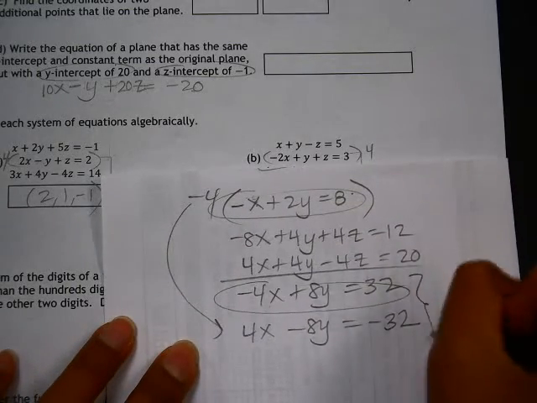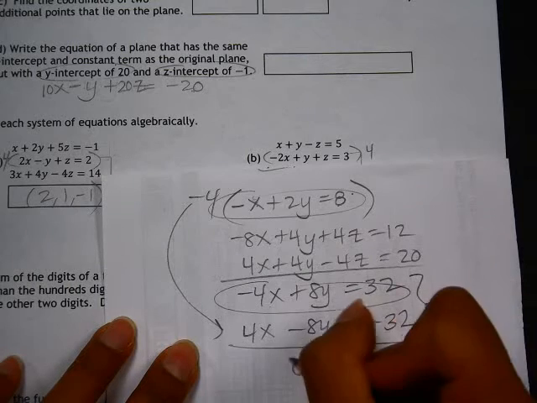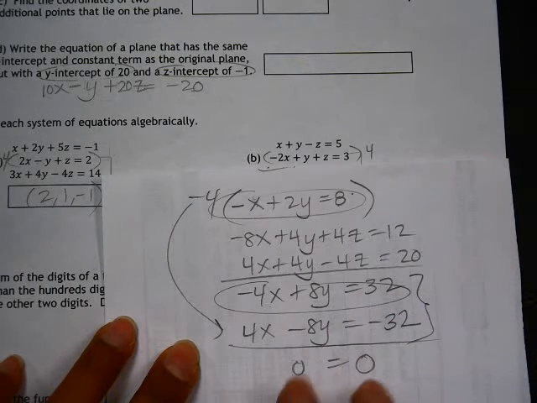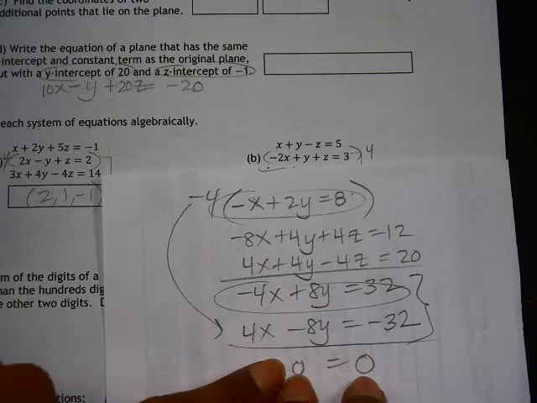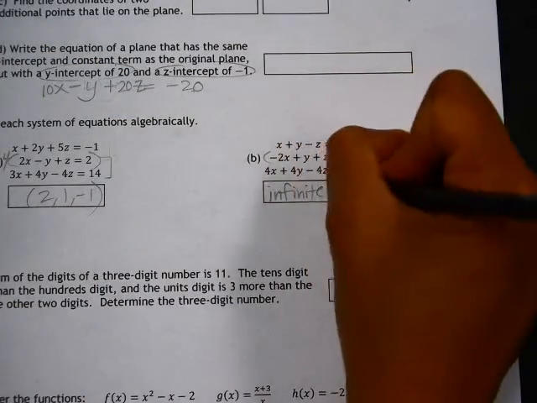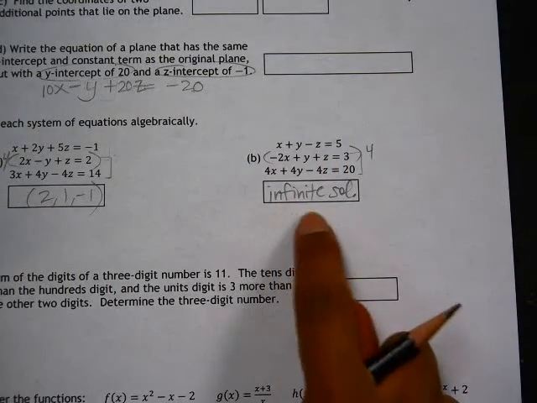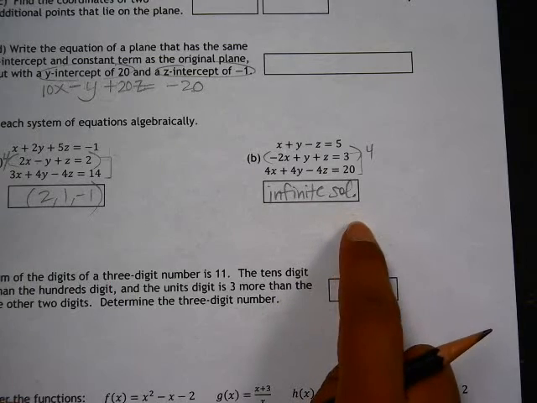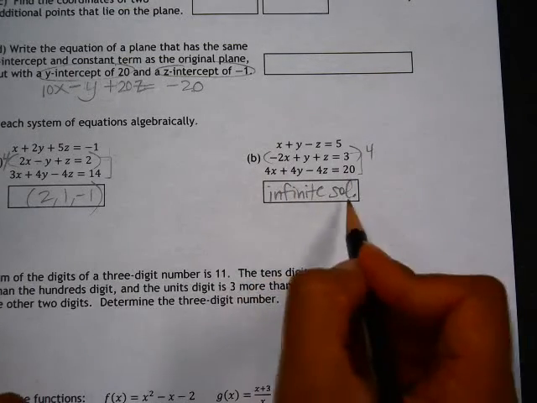Now adding these two, 0 and 0 equals 0. That is a true statement, 0 equals 0, but I was not able to solve for x or y. This tells us that this system has an infinite number of solutions. You don't want to write all real numbers because these are points. The solutions are points, not just numbers, so it's an infinite number of solutions.